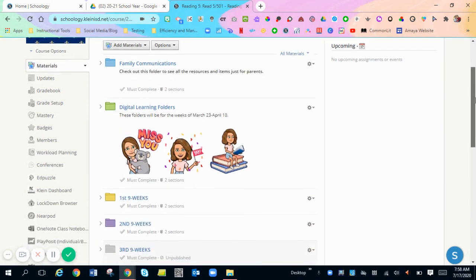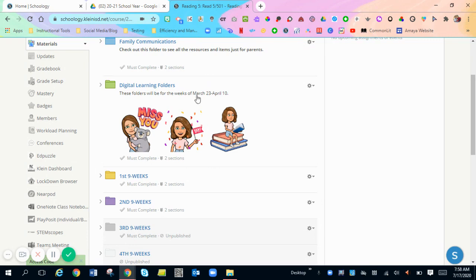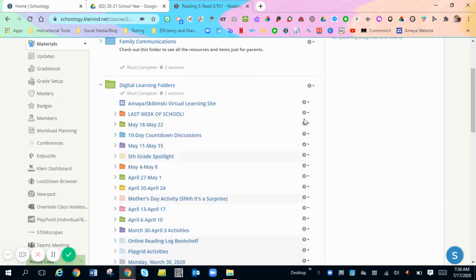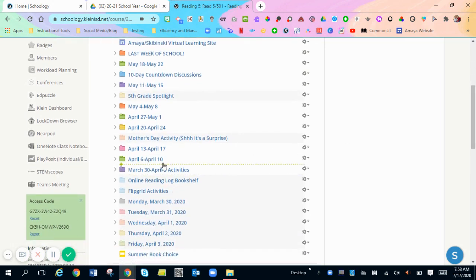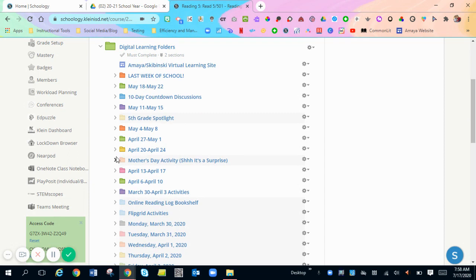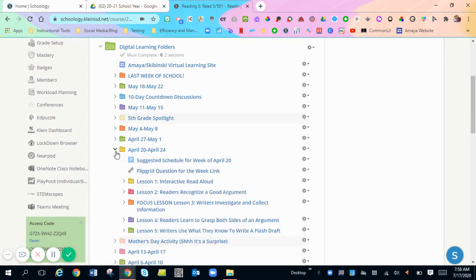The next folder that I had was the digital learning folder. This digital learning folder was done when, of course, we had to go into that digital learning mode. And I laid this digital learning folder out by week. I would unpublish everything. I started out by day, and then it just got to be too much, so I started laying it out by week. And inside of each of these weeks would be the activities that they had to complete. So they would have to do these in order.